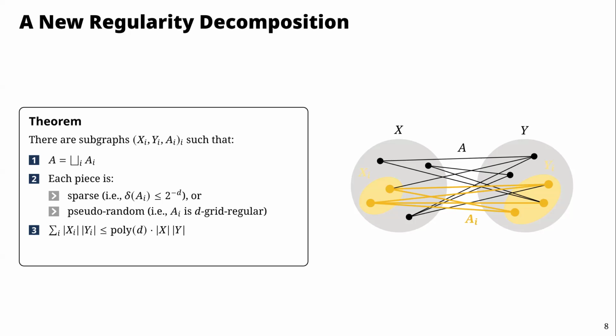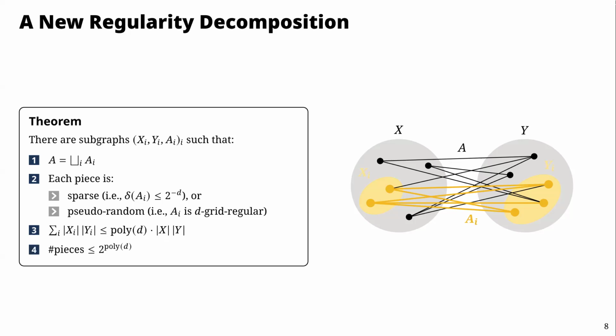So formally, this says that the volume of every piece, which is like the product of the node sizes, if you sum them up across all pieces, this basically becomes just x times y, which would be like the original volume, up to some small overhead of the form poly d, which is small enough such that you can actually ignore it in the end.